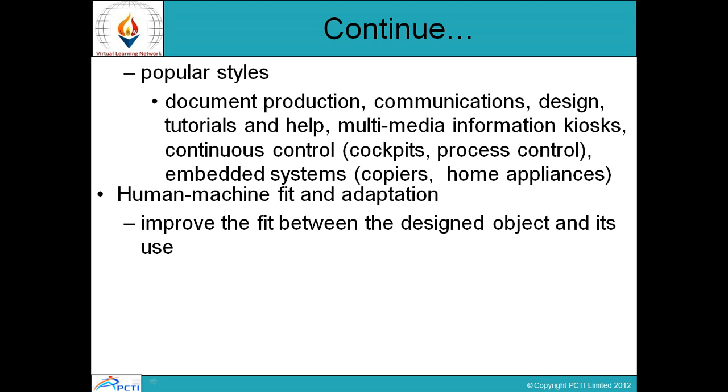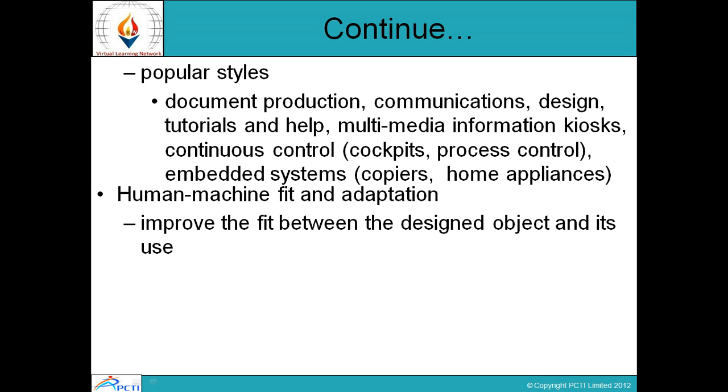Communication is said to be the backbone of any organization. So just to make the communication very smooth, we can make use of the interfaces. We can design tutorials. We can provide help menus, multimedia information, so that chaos can be improved, continuous control can be achieved, and guided system, that is copy of home appliances.